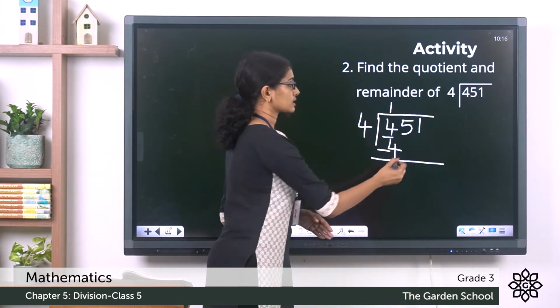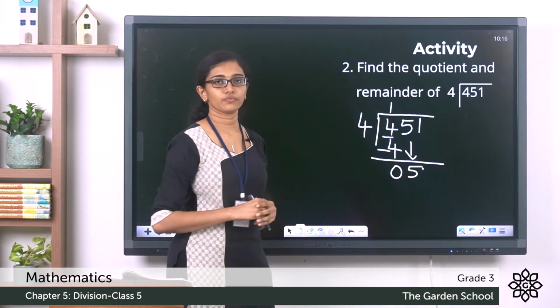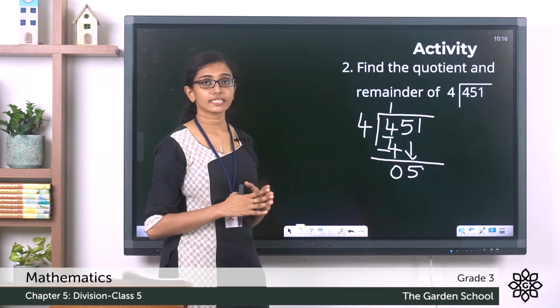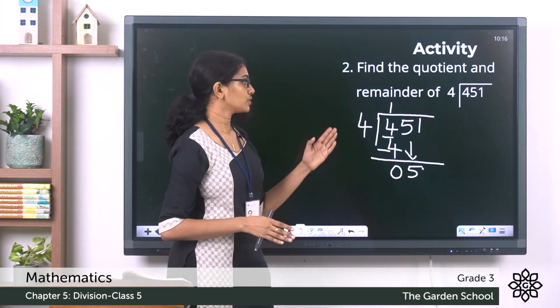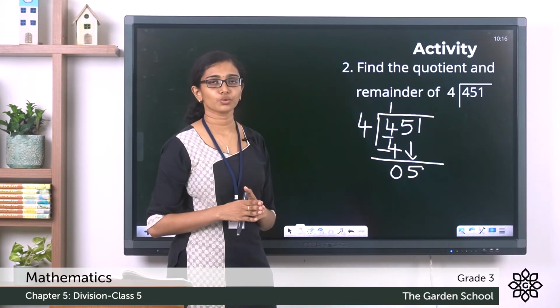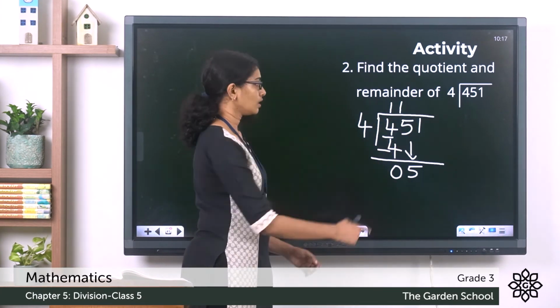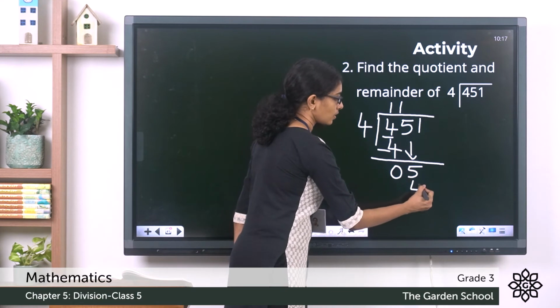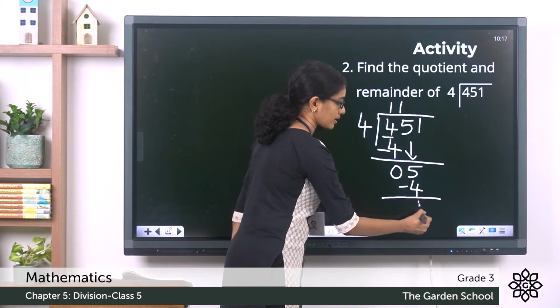Now bringing the next digit down. We have 5 here. Now 5 divided by 4. We have to recite the table of 4 till we get 5 or just less than 5. So 4 ones are 4 but 4 twos are 8. So 4 ones are enough. So let's write 1 here. 4 ones are 4. Therefore we write here. Then we subtract 5 minus 4, which is equal to 1.